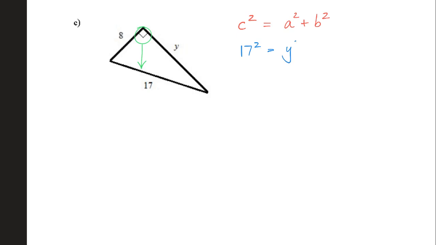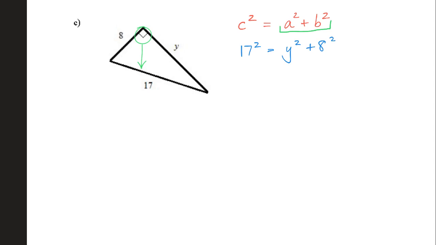Maybe we call A, y, and B 8. But notice I don't even care anymore about which side is A, which side is B, because I just know that what that means is the sum of the squares of the other two sides. Okay. Now we're going to go through and calculate some stuff.